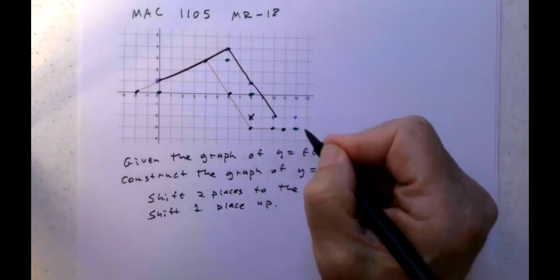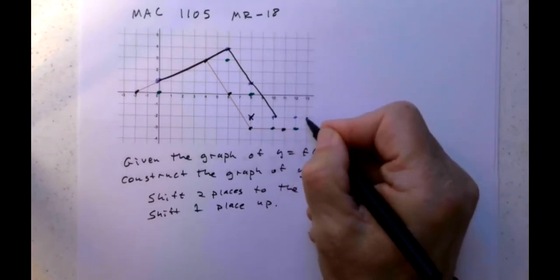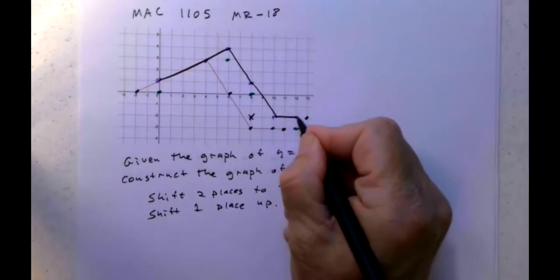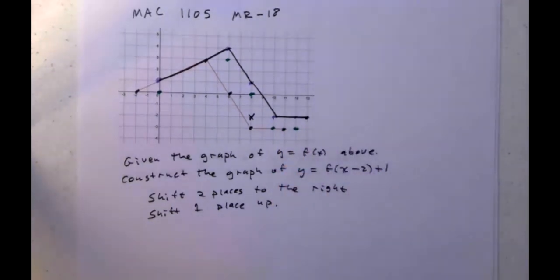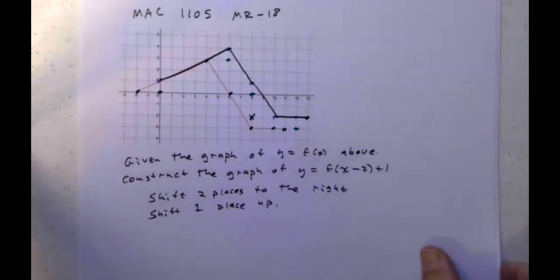which was originally here, shifted 2/1 up, should actually be there. So that's what that'll look like as we shift two places over and one up. Notice the same shape. Everything is shifted 2/1 up.